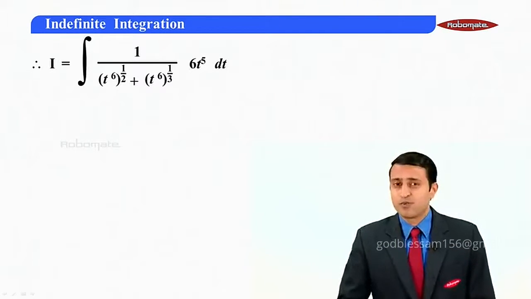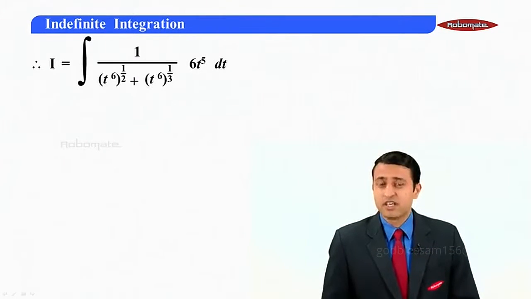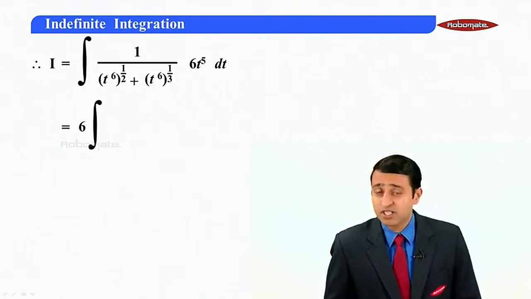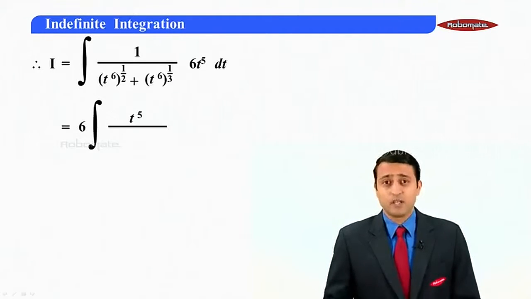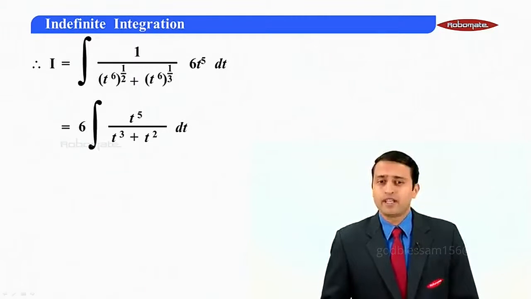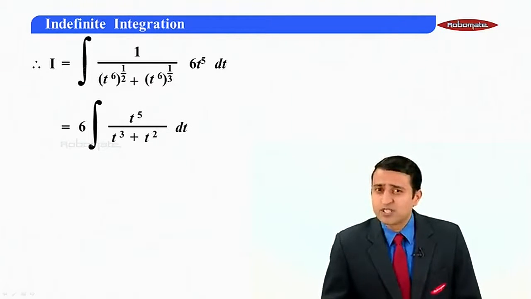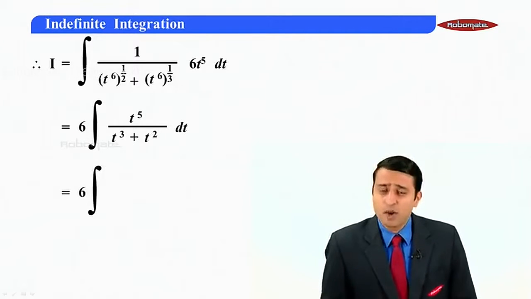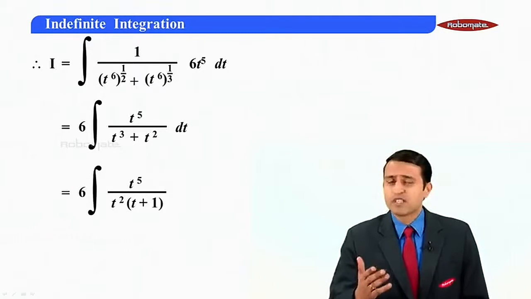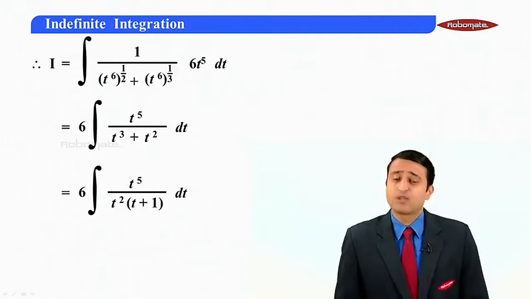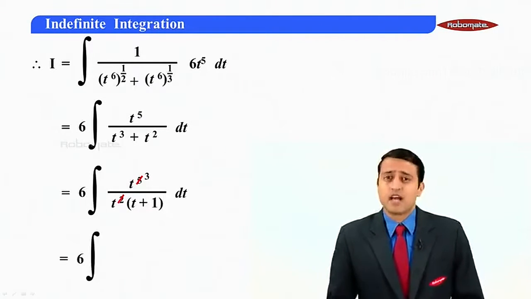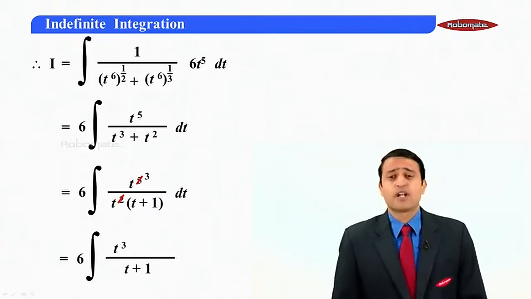Now my dear students, you very well know t raised to 6 raised to half becomes t cube. So let me write that 6 outside first because it is a constant, and t raised to 5 in the numerator. Now let us write here t cube plus t square and dt has to follow. Now my dear students, in the denominator can we say t square is common. So we have t raised to 5 upon t square into t plus 1. Obviously t raised to 5 and t square can be simplified to get t cube in the numerator. Is that okay? So the integral says now t cube upon t plus 1 dt.